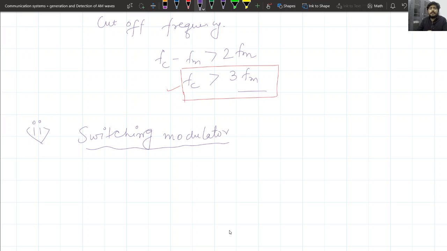Earlier we had utilized the square law characteristic of the diode, but here we will utilize the switching characteristics of the diode. As we know, any diode in the forward bias has a straight line characteristic, or the linear characteristic. This is V out.